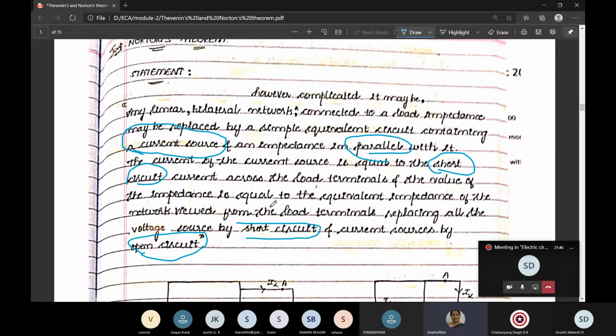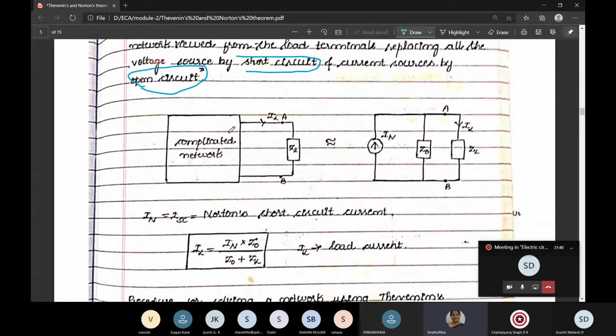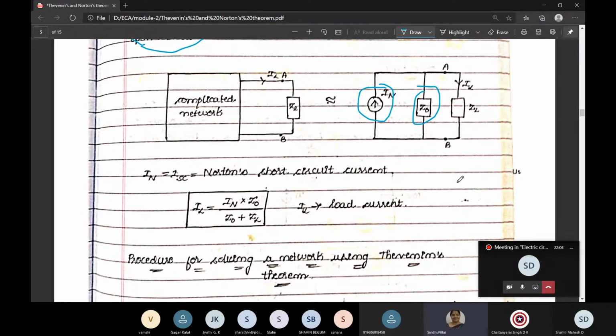Okay, that is important. So what we'll do here, there is a complicated network. We have IL and ZL. This complicated network is replaced by a current source with a parallel impedance, and the load terminal is written as it is. In Norton's theorem this current is called IN, or it is also called Norton's short circuit current, that is ISC.